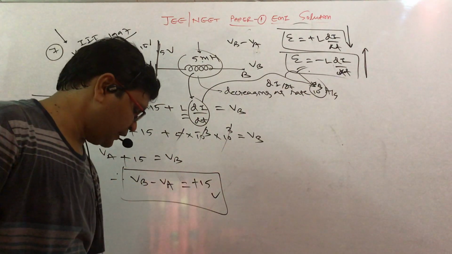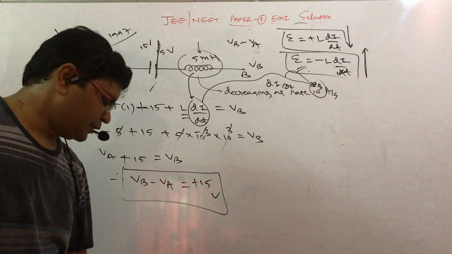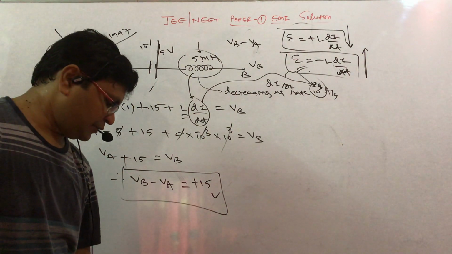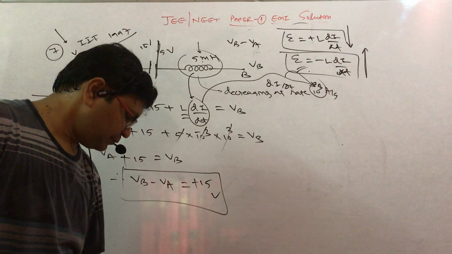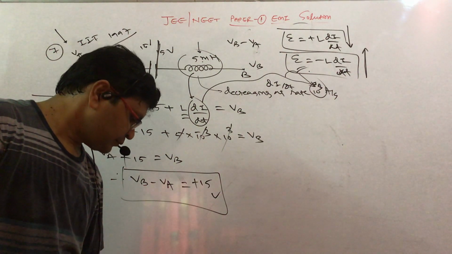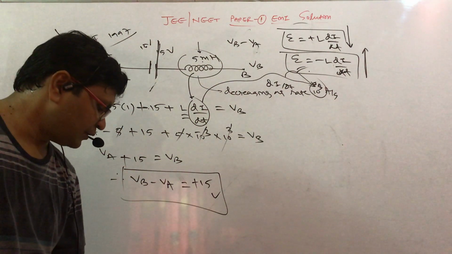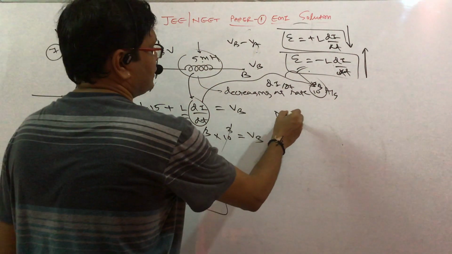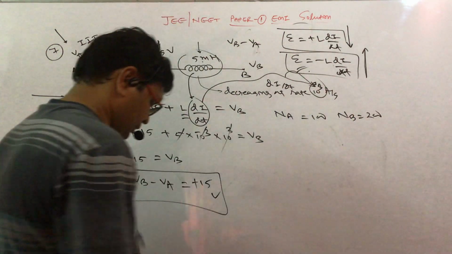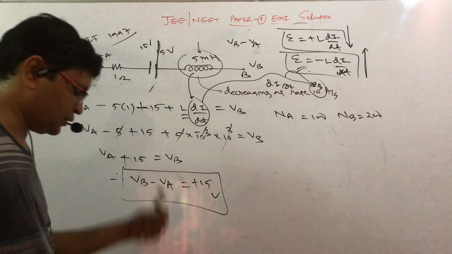Now question number 8, very interesting. The self inductance of two solenoids A and B having equal length are the same if the number of turns in two solenoids A and B are 100 and 200. Here the number of turns for A is 100, the number of turns for B is 200. Then what is the ratio of the radii of the cross section?